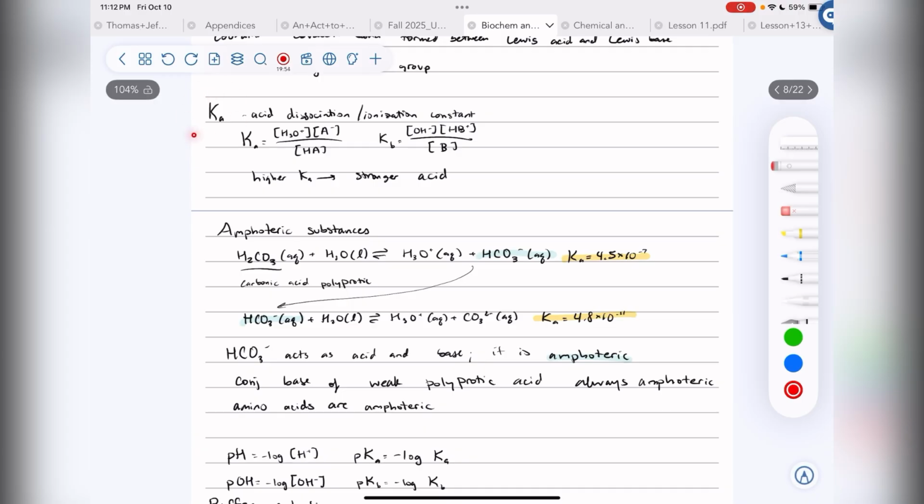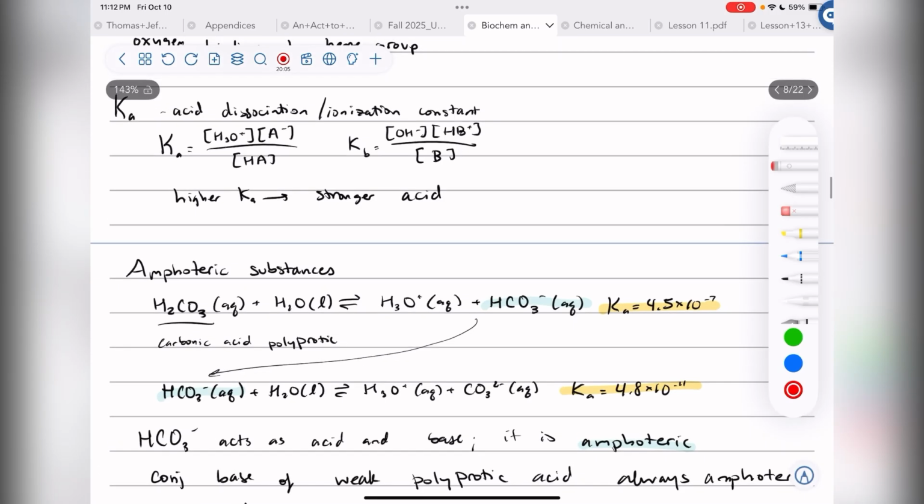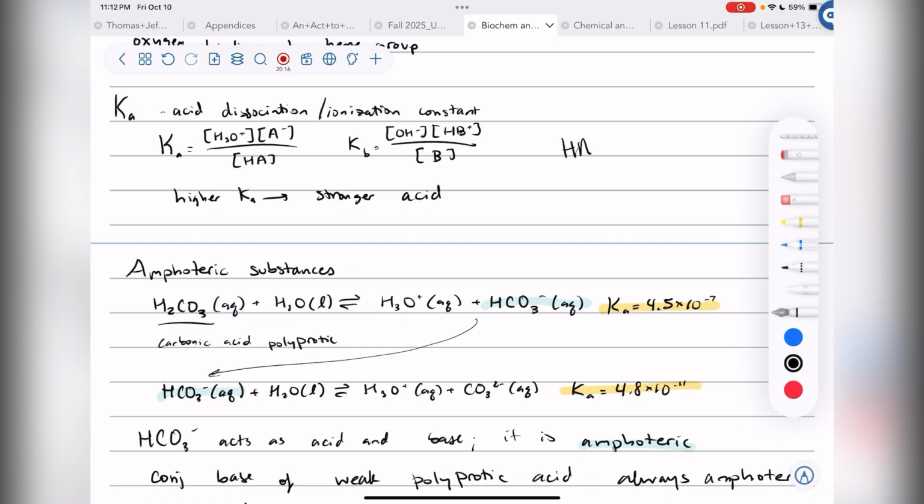Okay, so Ka. You remember the equilibrium constant, right? This is the equilibrium constant, but specifically for acids. And so what it's going to have is your products over here, right? Because the acid dissociates. It goes from HA to H plus and A minus, right? And so the products go on the top and the reactants go on the bottom. And so this is just our equilibrium constant, but for acids. Kb is our equilibrium constant for bases.